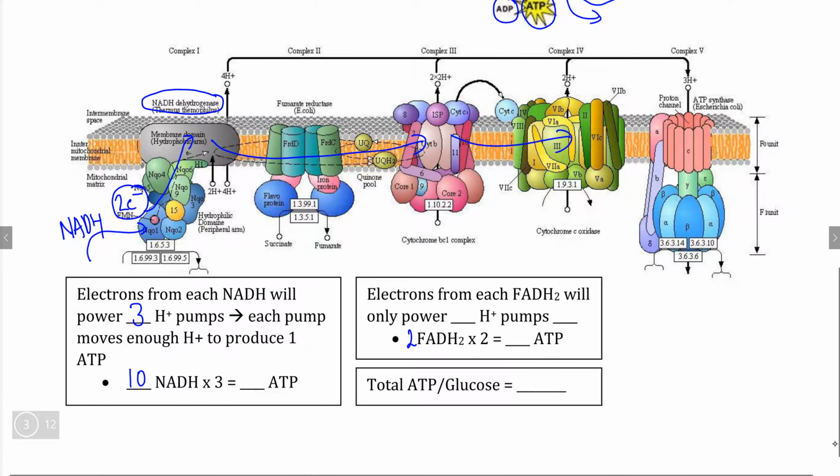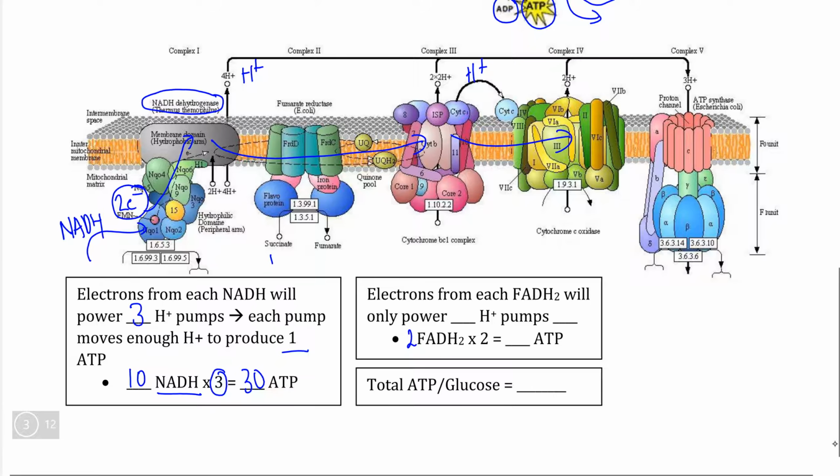Because NADH's electrons will stimulate the first, second, and third of the H+ transport proteins, each NADH moves enough H+ to produce 1 ATP per transport protein. So per NADH molecule, we say that each is able to transport enough H+ to generate 3 ATP, meaning that the 10 NADH result in 30 ATP being produced.